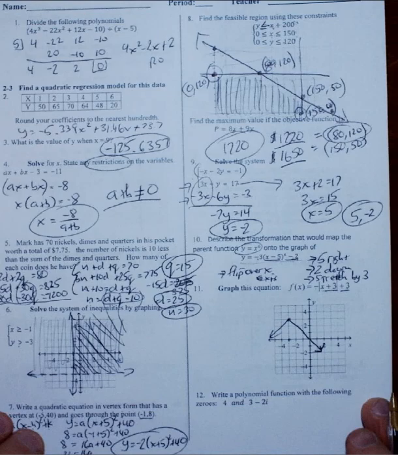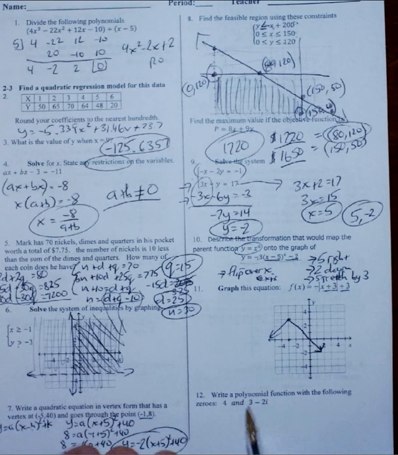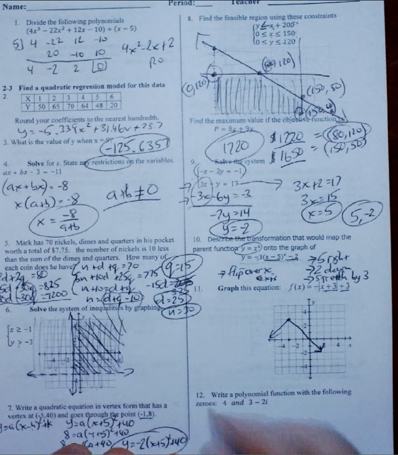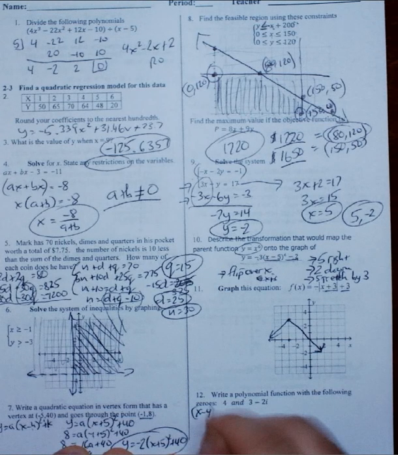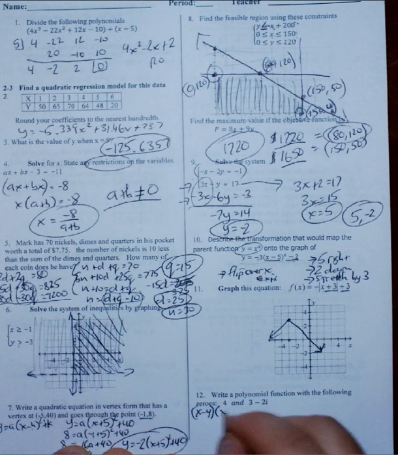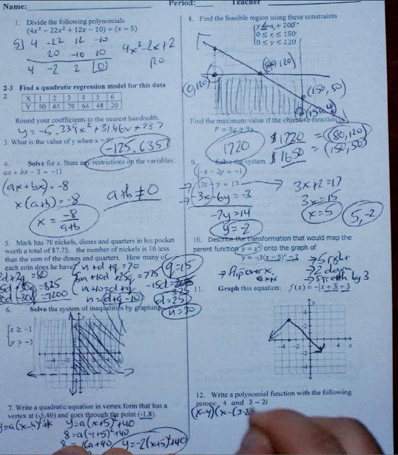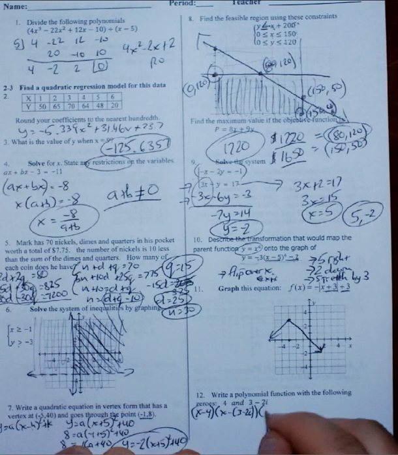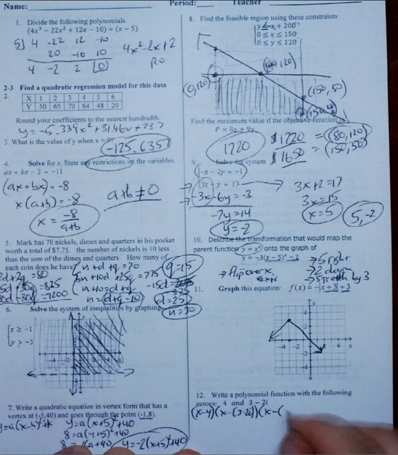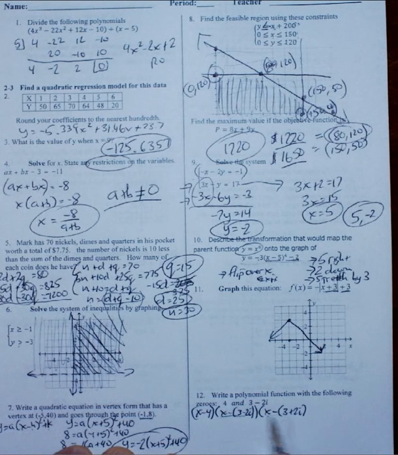And then the last one, number 12 on this page, says write a polynomial function with the following zeros. Well, here's what this means. One factor is going to be x minus 4. Another factor is going to be x minus 3 minus 2i. And another factor is going to be x minus the conjugate of that, which is 3 plus 2i. I want to multiply these together first. This is where it gets ugly, and then a lot of the stuff cancels out.